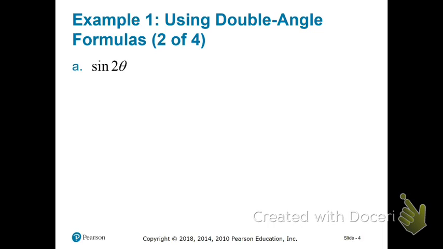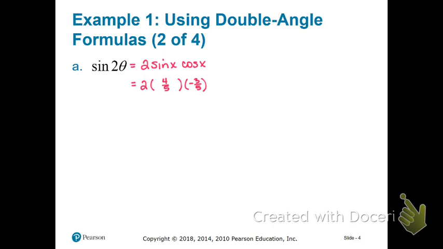Alright, so for A, I wanted sine of 2 theta. And so if we flip back over to our formulas, we'll see that sine of 2 theta is equal to 2 times sine of x times cosine of x. I was reading that as 20 the entire time. Oh. So we have 2 times, we know sine of x. What did we say sine of x was? 4/5.